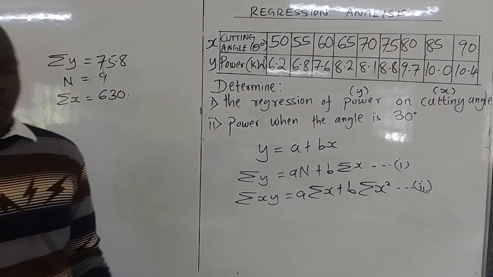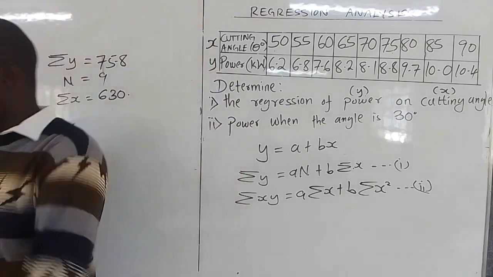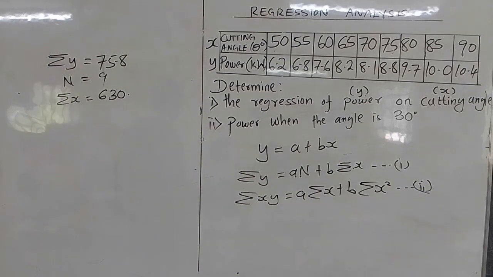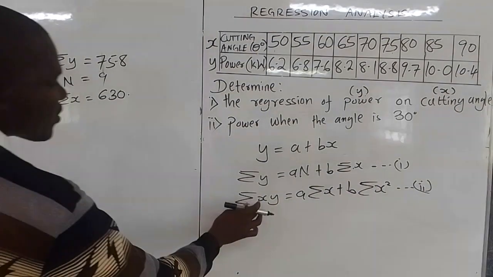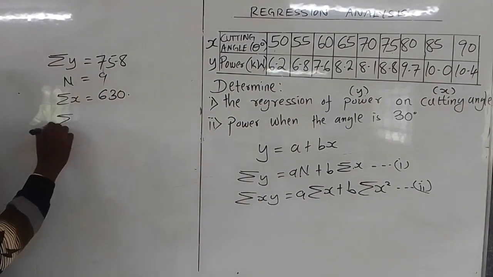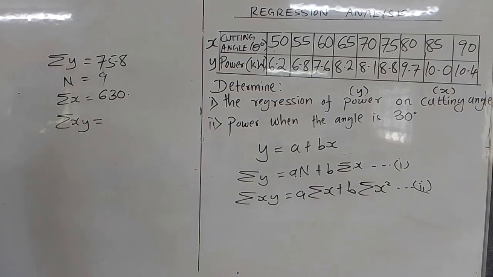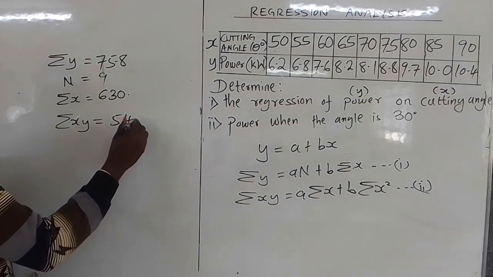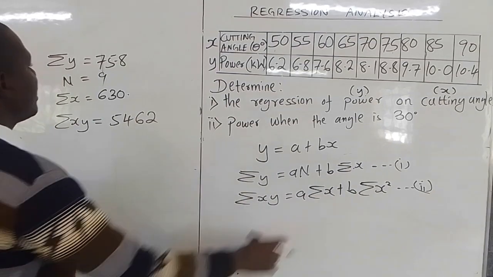After that, we are looking for summation of xy. Continue again, go to shift number 1 and go to sum. So the next one, we are looking for the summation of xy, isn't it? When you go to sum, the option for summation of xy is giving you 5,462.62.